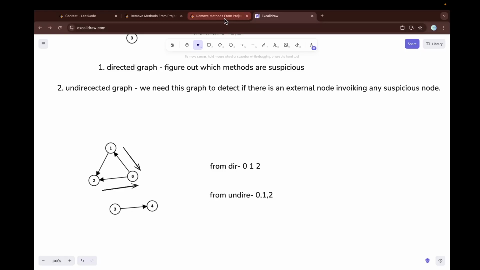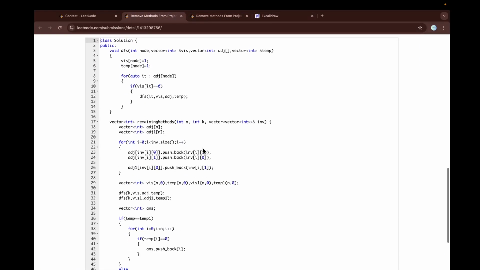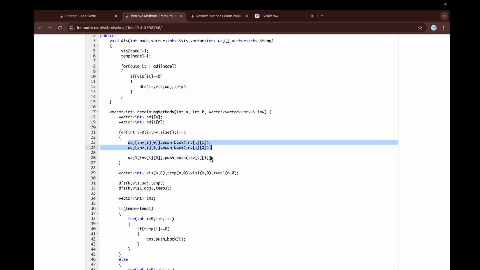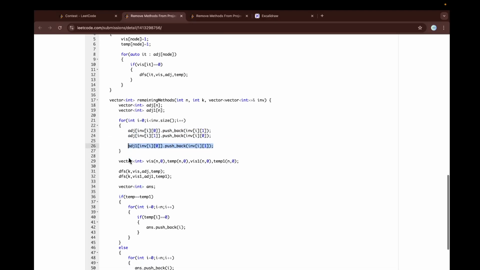So let us look at the code of this problem. I'm doing just what I've explained. I have taken two arrays of vectors. The first array of vectors is storing the undirected edges, and the second is storing the directed edges. As we can see here, we are pushing the edge bidirectionally here, but we are pushing the edge directionally here. So this is the undirected graph we are making, and this is the directed graph we are making.